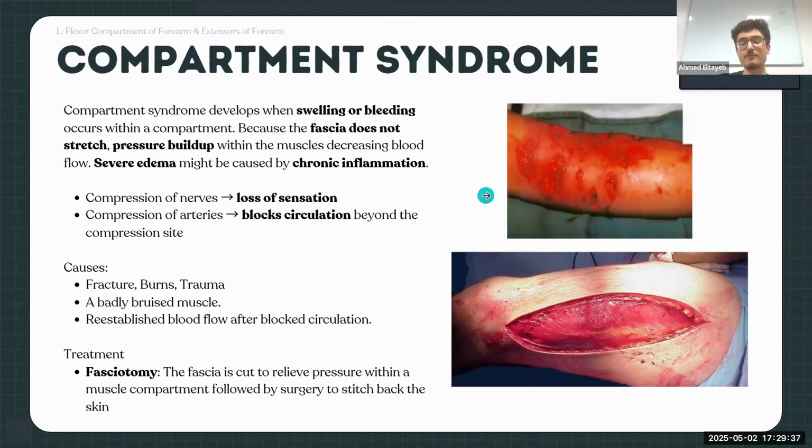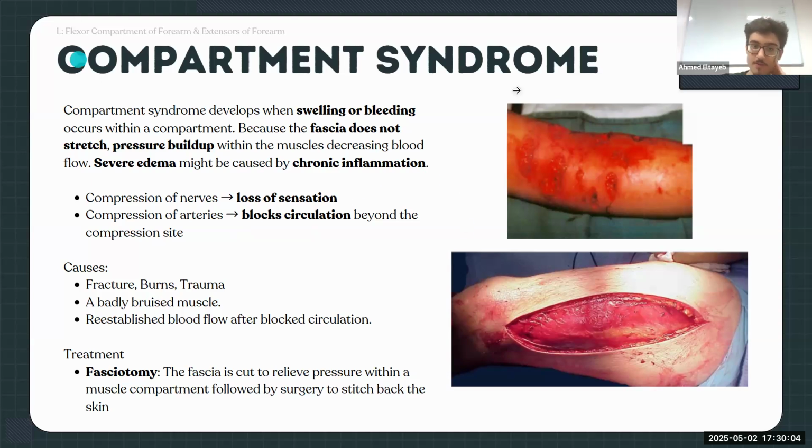So if you have many infections and they are not healing, tamam? Now you're going to have compression of the muscle, and you're also going to have compression of its contents. If you compress the nerves, you're going to lose sensation, and you're even going to lose muscle actions. If you compress arteries, you're going to block circulation, and this is catastrophic. You're going to have death of the muscles and of bones and so on.